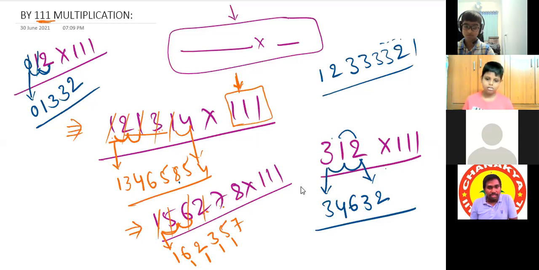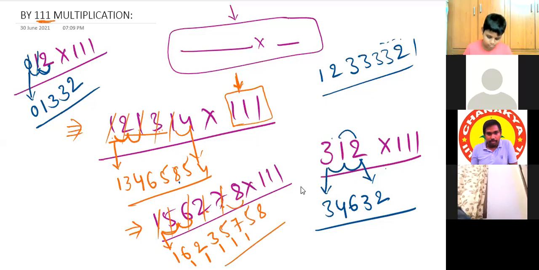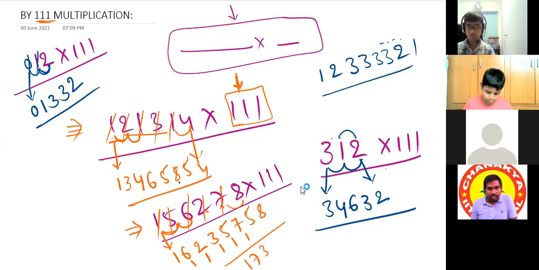Now come to 2 digits, later 1 digit. 7 plus 6 is 13, and then 7 plus 8 is 15. Last is 8. So the answer will be 1, 7, 1, 7, 3, 4, 6, 4, 8, 5, 8. That's it.